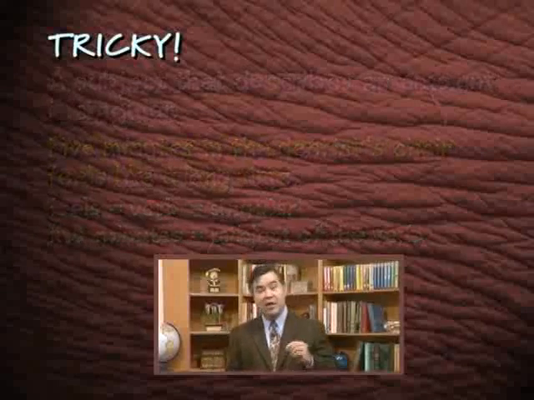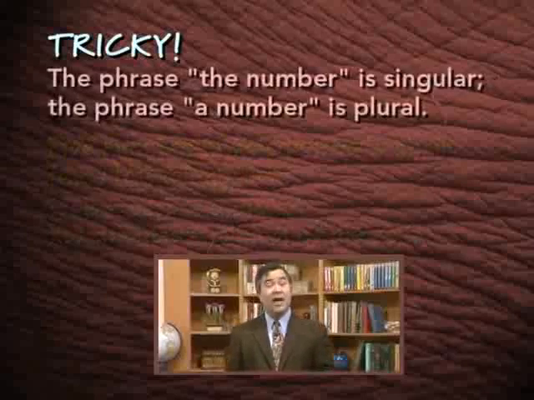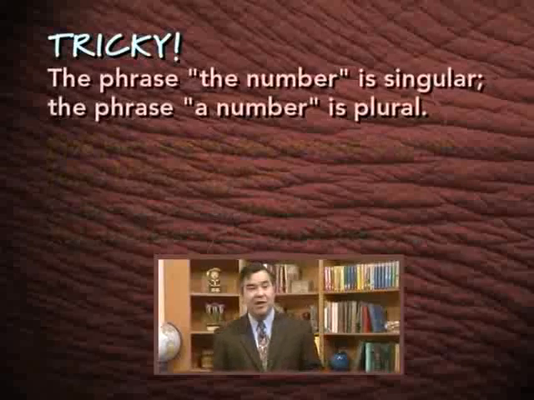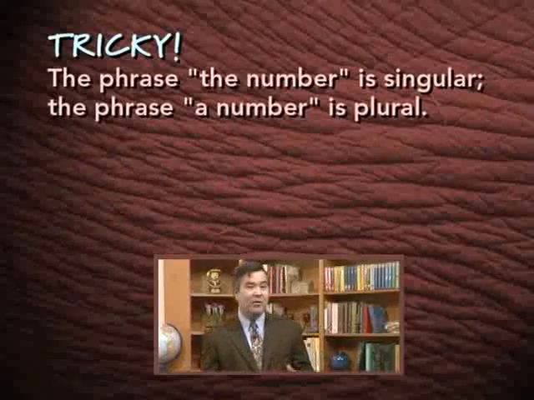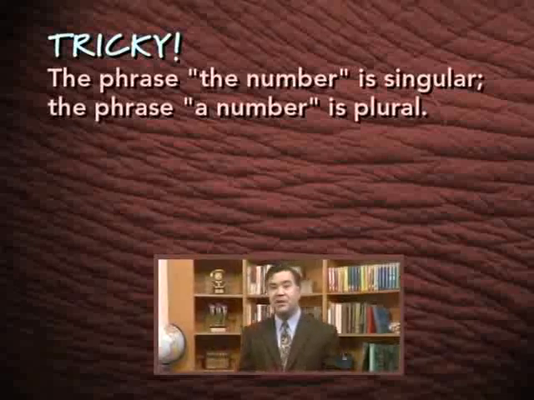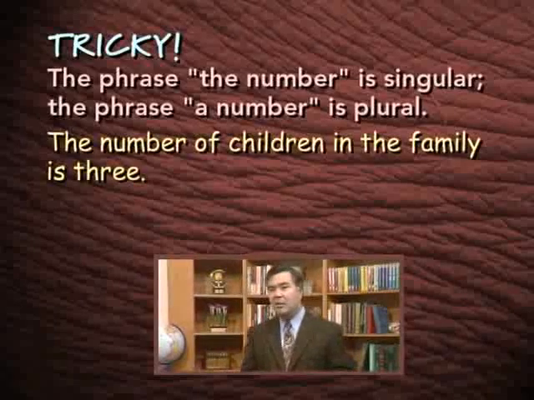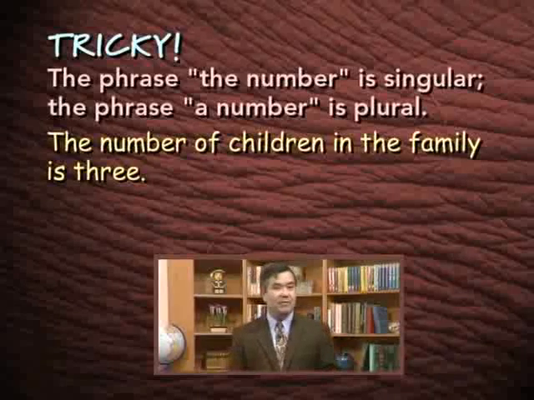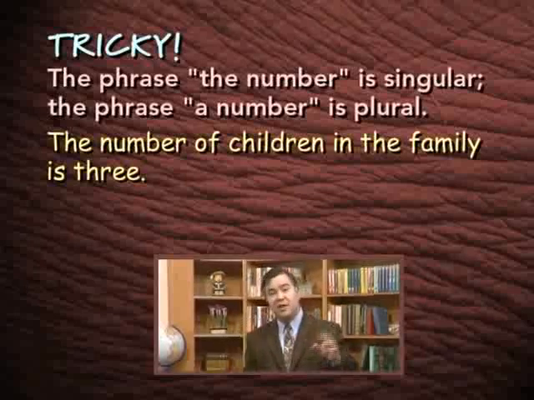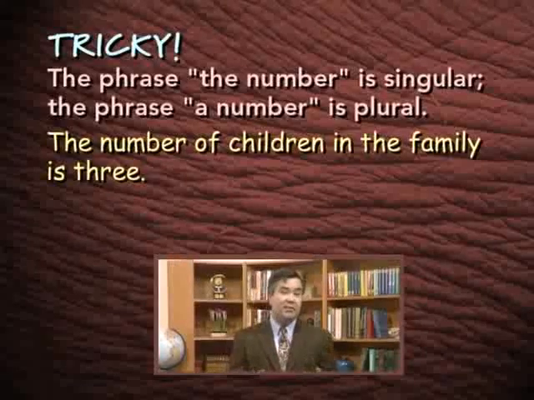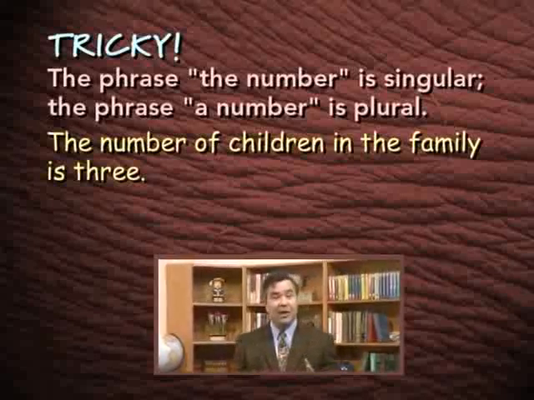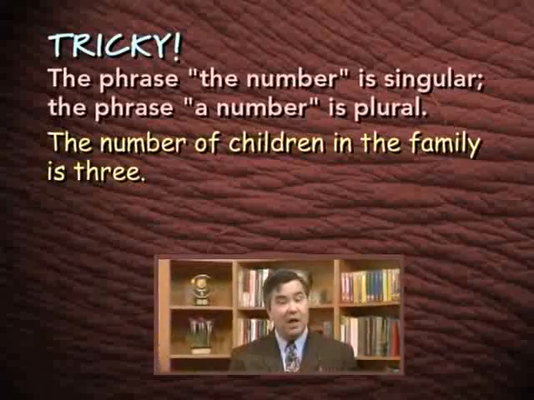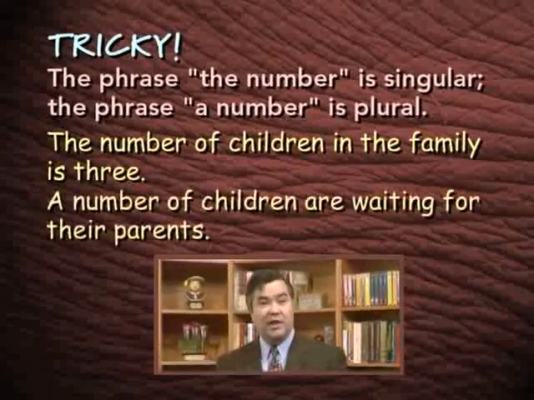Finally, one more tip for another type of tricky situation. The phrase "the number" is singular. The phrase "a number" is plural. These two phrases might seem equivalent, and yet they're treated differently for grammatical purposes. Here's what we mean. The number of children in the family is 3. In this case, we're using the phrase "the number." And this is really an example of the situation we talked about a moment before. The subject in this case is describing an amount, the amount of children, or the number of children in the family. So we really consider it singular. The number is 3.